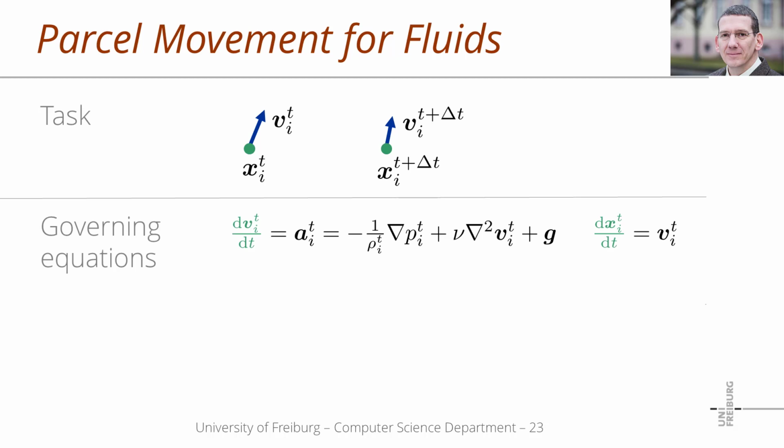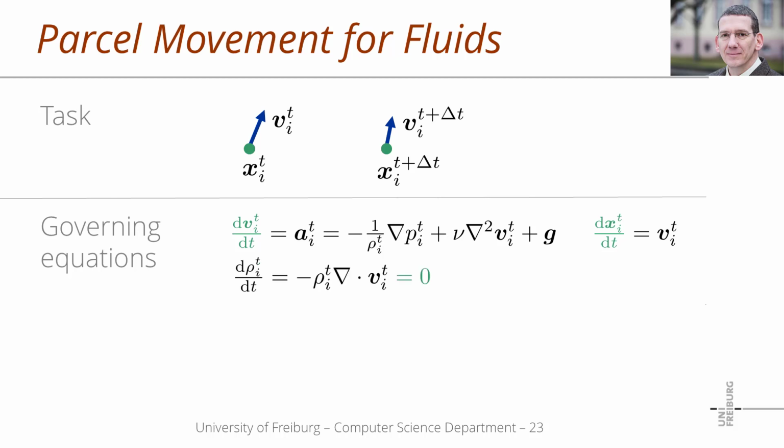For the computation, we consider two governing equations. We consider one governing equation for the velocity as indicated here, and a second governing equation for the position. The governing equation for the velocity states that the time rate of change of the velocity corresponds to the accelerations at a particle. Here we have stated three accelerations that we typically use for fluid particles. We have the pressure acceleration, we have the viscosity, and the gravity. This equation is also referred to as Navier-Stokes equation. The second governing equation states that the time rate of change of the position corresponds to the velocity of a particle.